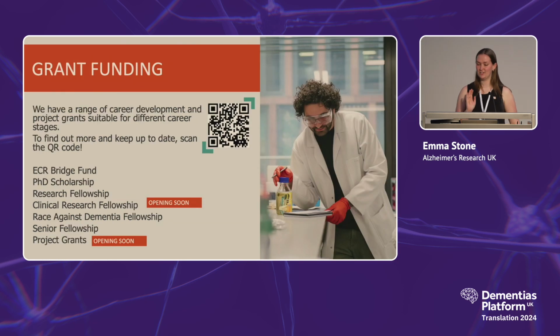So, onto the stuff that you all really care about, the money. We have lots of different funding available to suit different career stages and different project types. As you can see, this is just a few of them. Something that I do want to highlight is our Early Career Researcher Bridge Fund. It's a really small pot of money, £30,000 for a short period of time, 6 months. And this is to help bridge funding gaps.